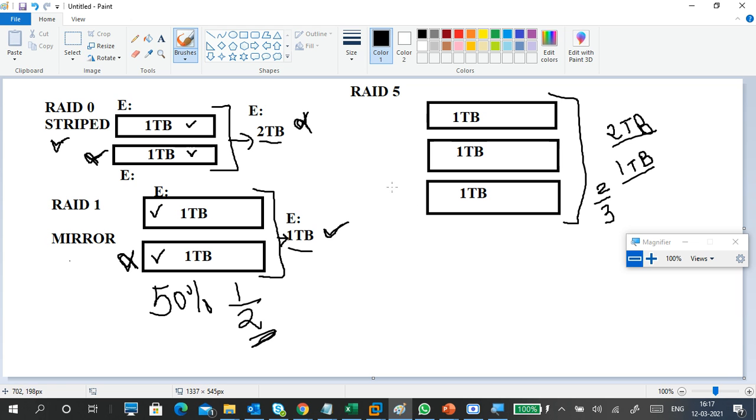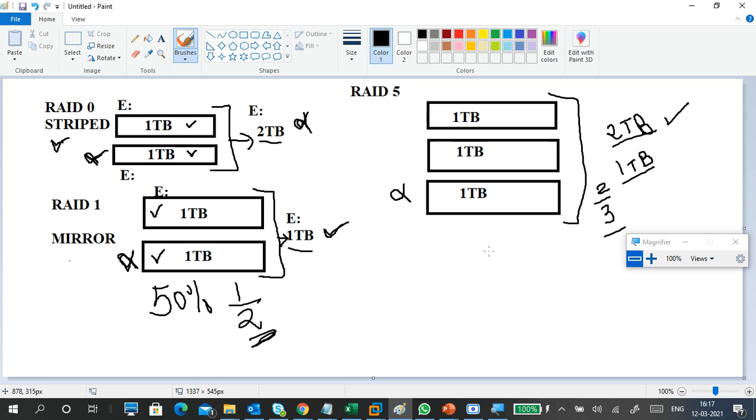And here the advantage is if any one disk fails, out of 3 if one single disk fails, you are still able to access the data. Okay, next point is what is the advantage over a mirror? One advantage is 2 by 3 of the total space we can use.